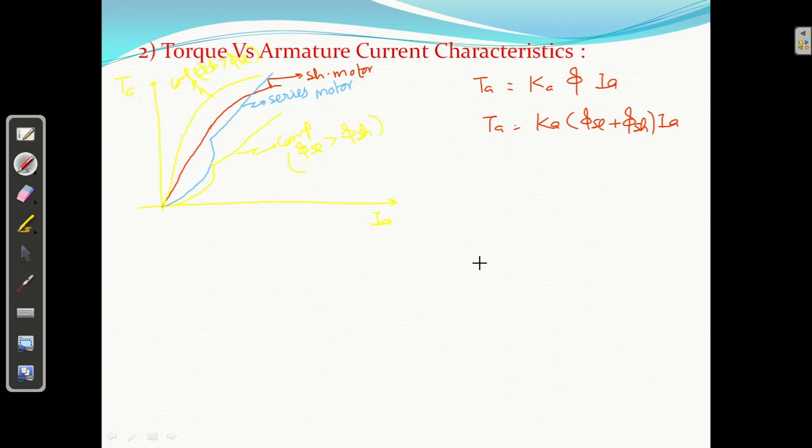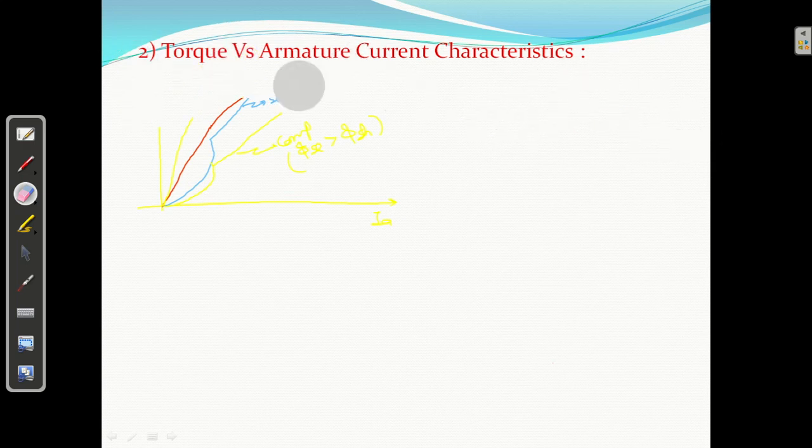Okay, and there is a very peculiar application we have, that is in rolling mills we use the compound motor. So I am stopping here only. Clear? So in the next lecture we will discuss the speed control of all these motors. Okay, so I'm stopping here.